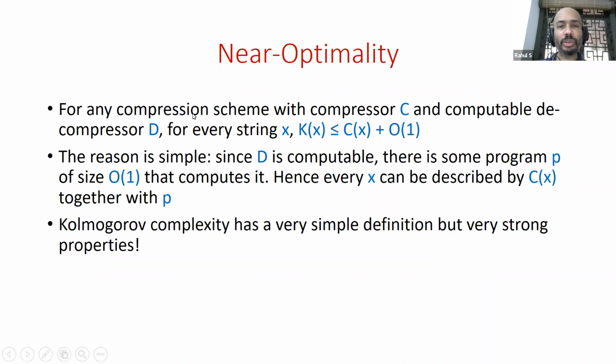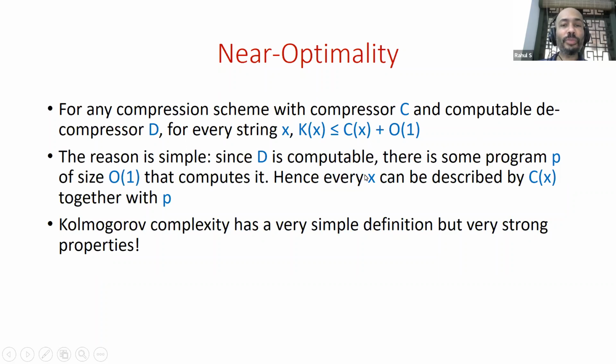So it is indeed true that for any compression scheme with compressor C and a computable decompressor D, the Kolmogorov complexity of X is not going to be much larger than C of X plus order 1. So it's going to be within a constant additive term of the compression according to any compression scheme, as long as the decompressor is computable. And that's not very hard to see because D is computable, so there's going to be some program of constant size that computes it.